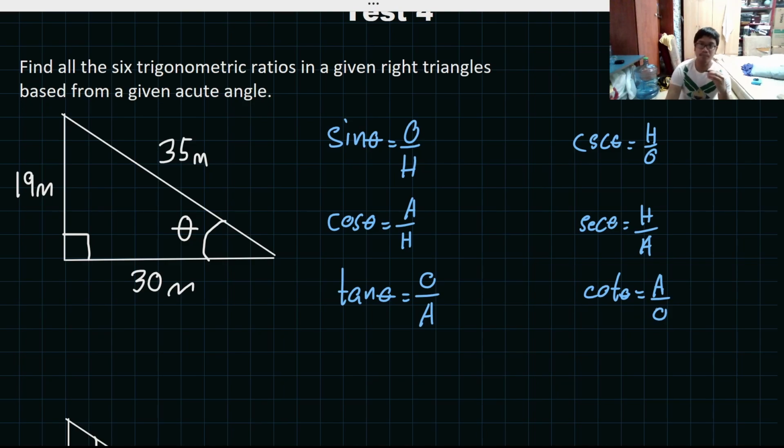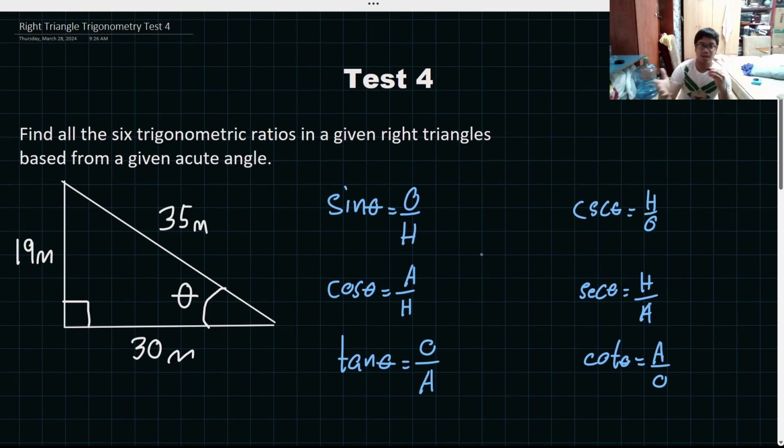So now that we have these trigonometric ratios, what we're going to do is find those ratios for each trigonometric function. Right. So anyway, let's begin. Before that, we need to label the parts of the right triangle. Which one is the hypotenuse, the opposite, and the adjacent?